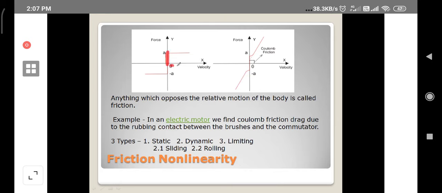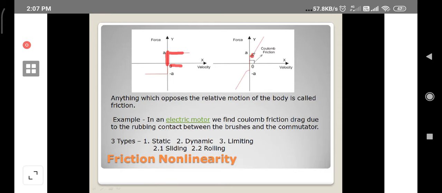And when the body starts moving, what happens? The frictional force remains at a constant value here. And here we can see the Coulomb friction. The Coulomb friction is the friction due to the rubbing contact of two surfaces. For example, in an electric motor, there are brushes as well as a commutator. When the brushes and commutator are in rubbing contact with each other, a drag occurs. That drag is called the Coulomb friction.